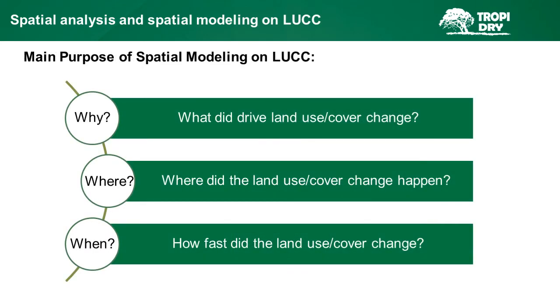What is the main purpose of spatial modeling on land use and land cover change? Basically, it is devoted to solving three problems: why, where, and when. Why means why land cover changed and what caused land cover change. Where refers to where the land cover change happened. When is when it changed and how fast it changed.